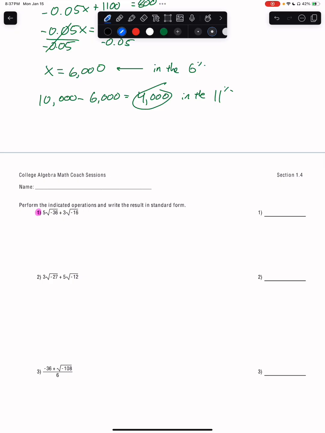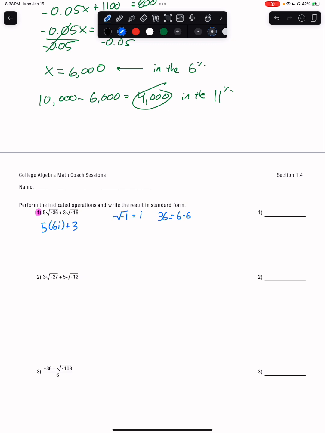Alright, now for these questions, we need to perform the indicated operations, and we gotta write the results in standard form. So, starting out, we have a negative in the square root, and we can't have that. So, we need to remember that the square root of -1 is equal to i, and we're gonna work with that. So this square root of -36, we can just change into 6i. And that's because the negative in there, we turn into the i, and then 36 is just 6 times 6. So we simplify that.